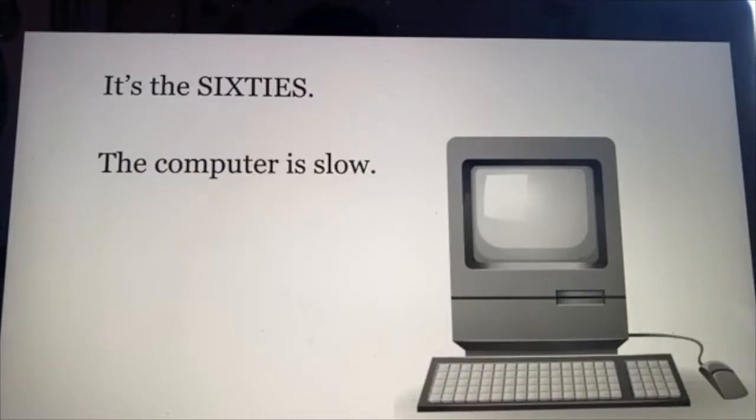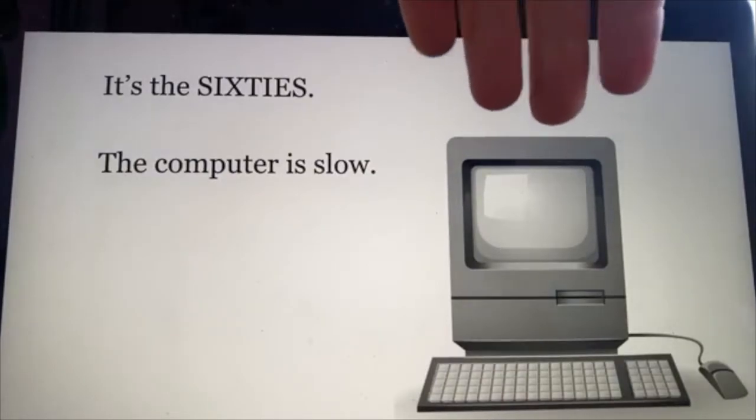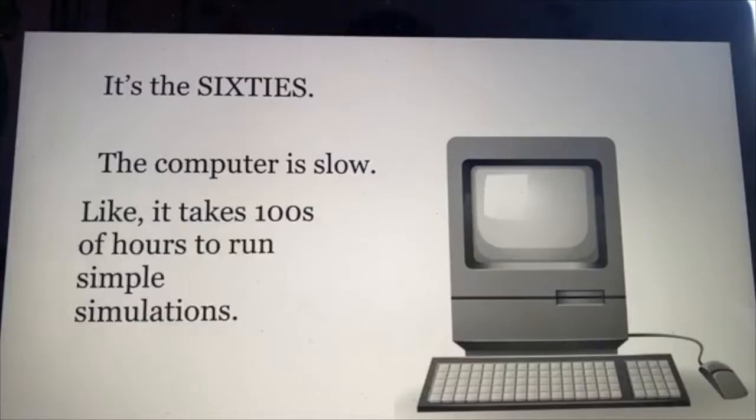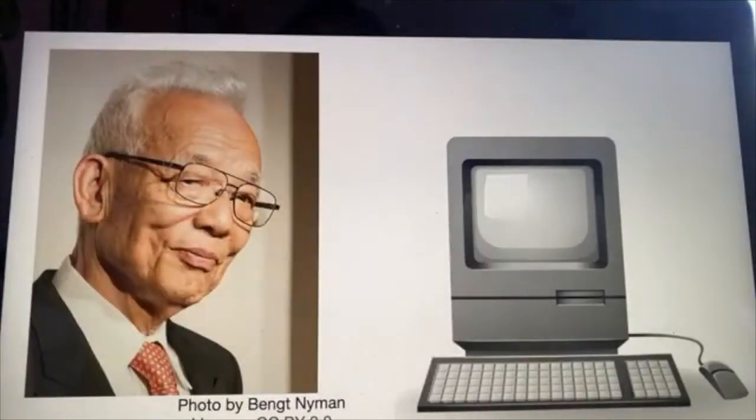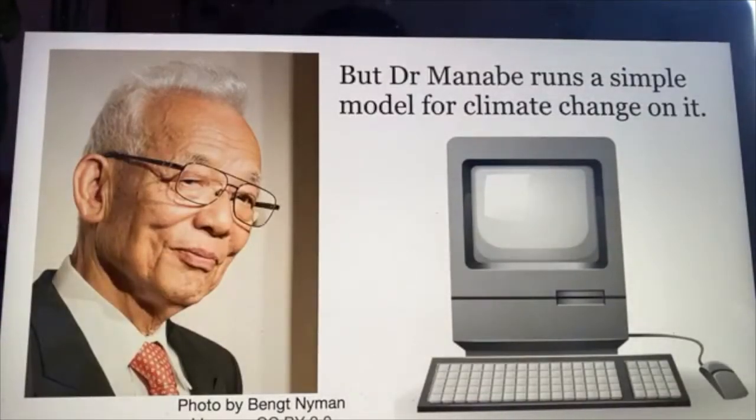Now it's the 60s. So the computer is slow. Like, this is the oldest computer picture I could find, but it surely looked a lot older than this. The computer is so slow, it takes hundreds of hours to run very simple simulations. I mean, yes, I'm sure it's very impressive at the time. Everyone was very excited. But it's slow. You need to keep things simple for this computer. But that is what Dr. Manabe does. He decides to run a simple model for climate change on it.